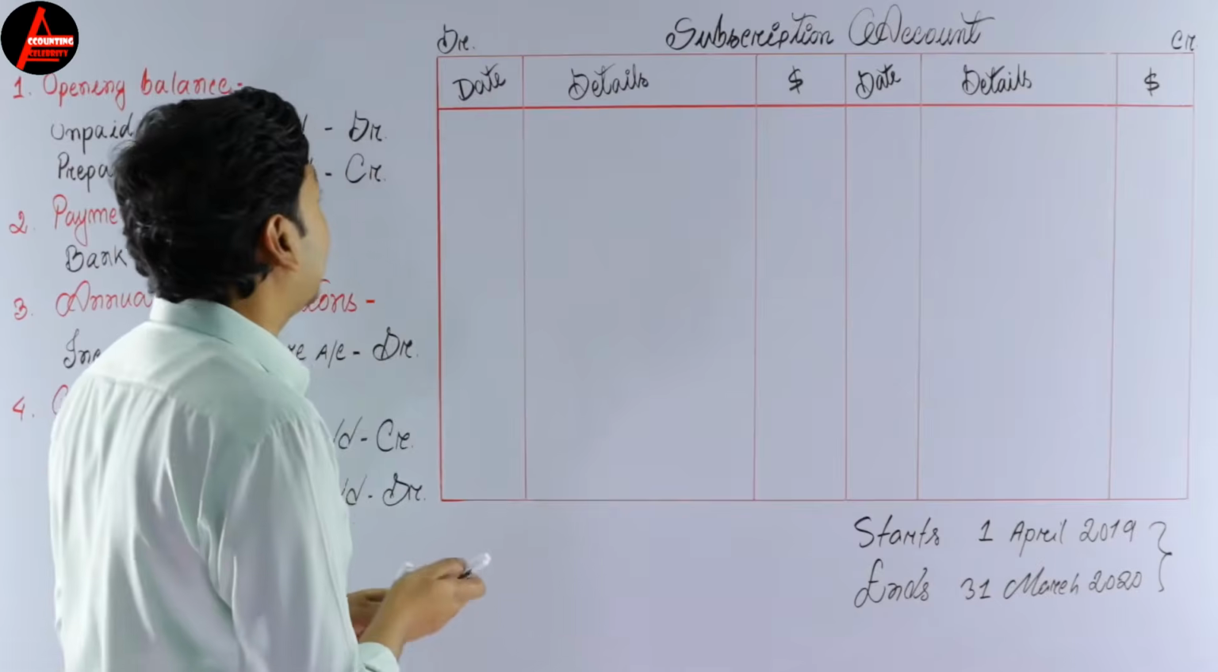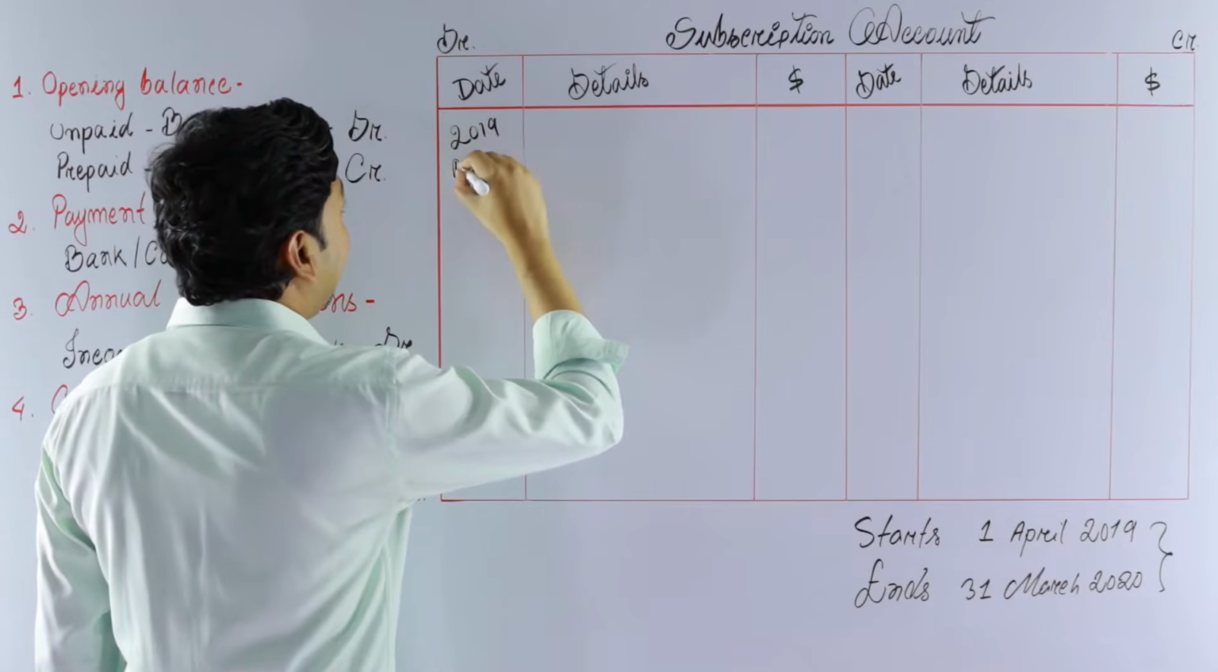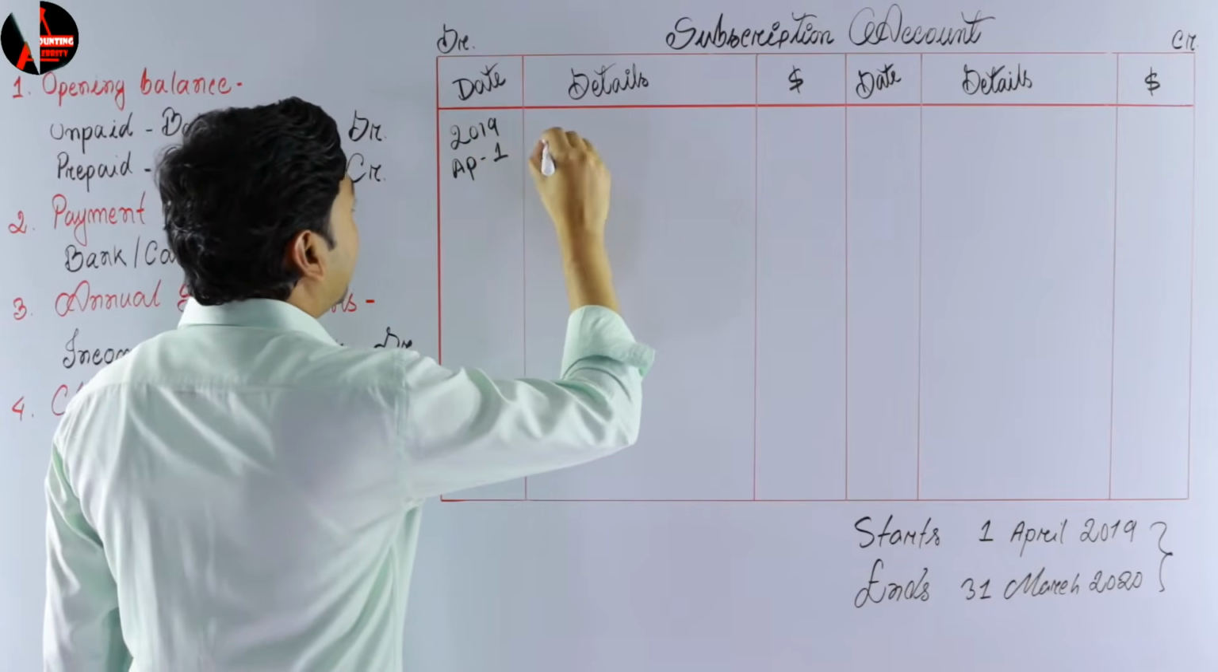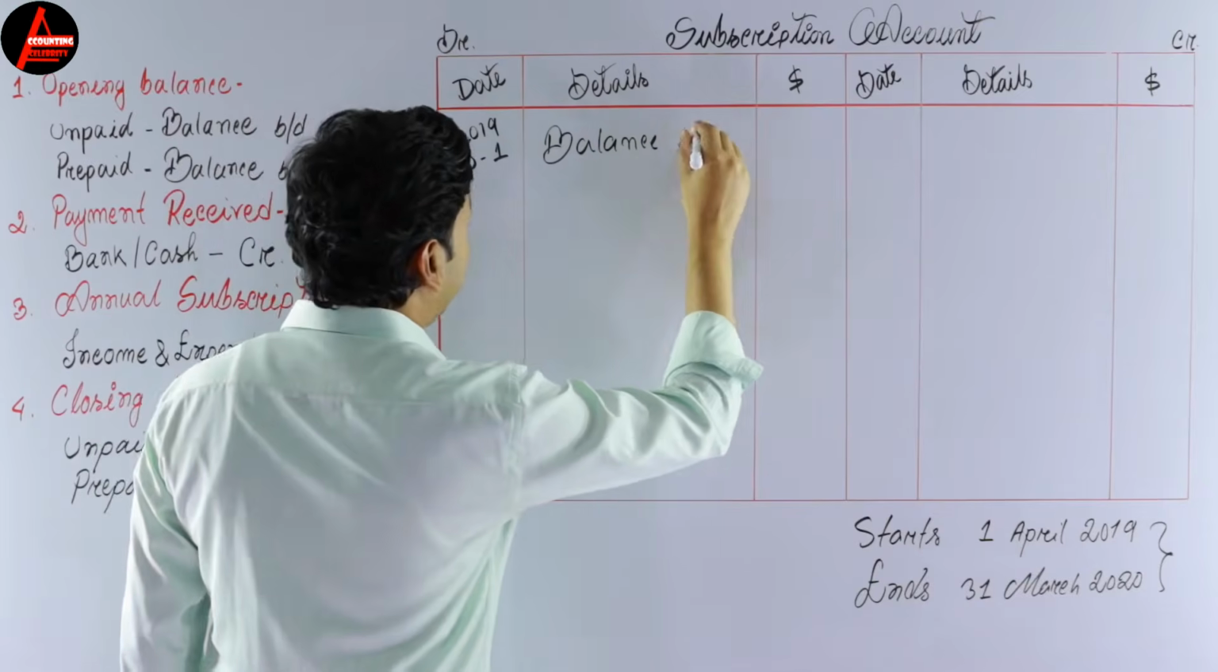So let us write balance b/d. What is the date? 2019 April 1st. So we will write here balance b/d. b/d means brought down.